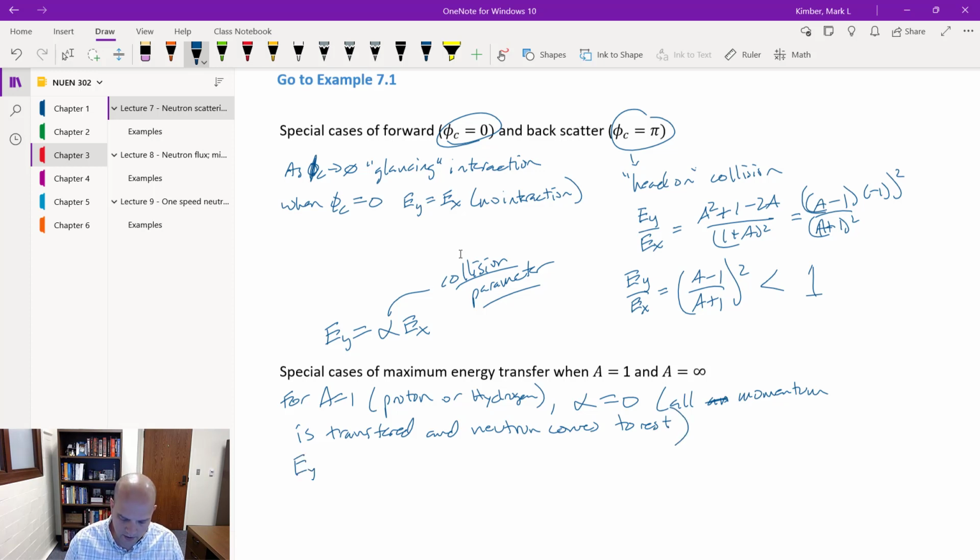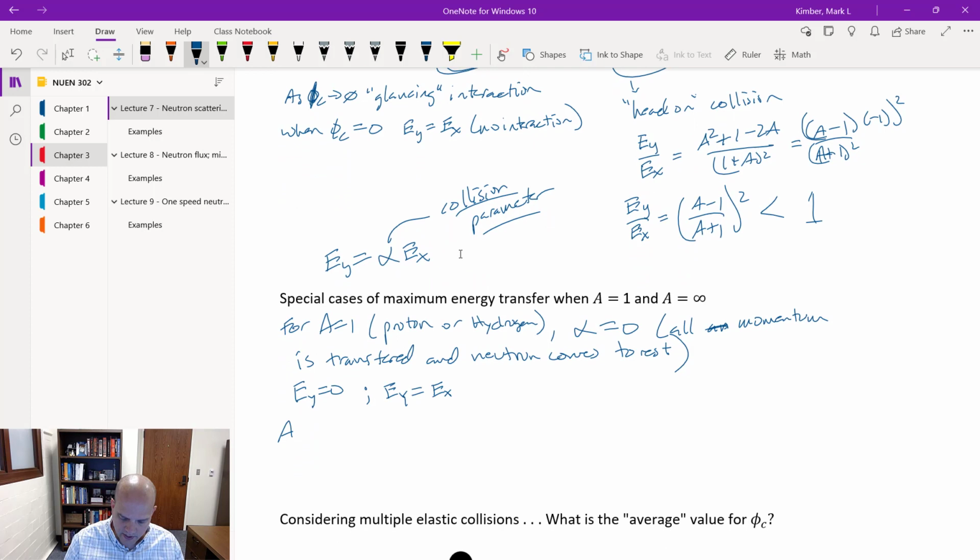And E_y in this case is going to be 0, and capital E_y is going to be equal to small E_x, meaning the energy of the neutron before is now the energy of that target after, because my neutron came to rest.